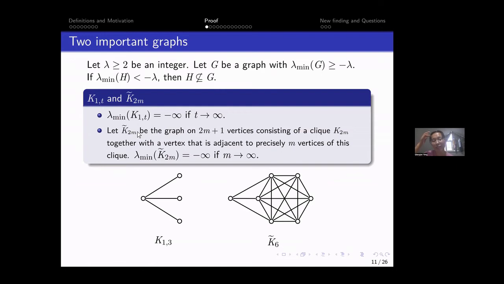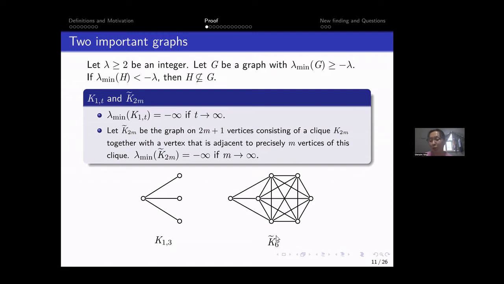This graph first occurs in Hoffman's paper in 1973. This graph is denoted by K̃_{2m}. It is a graph with 2m plus 1 vertices. The 2m plus 1 vertices consist of a clique K_{2m} and another vertex, which is adjacent to exactly m vertices of this clique. This is the graph K̃_{2m}.